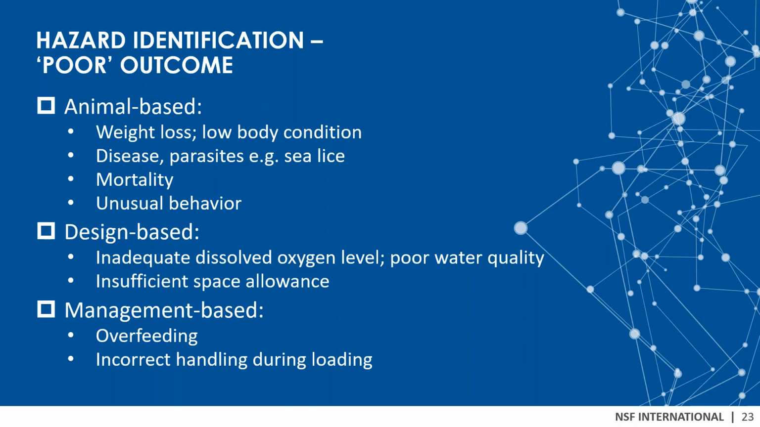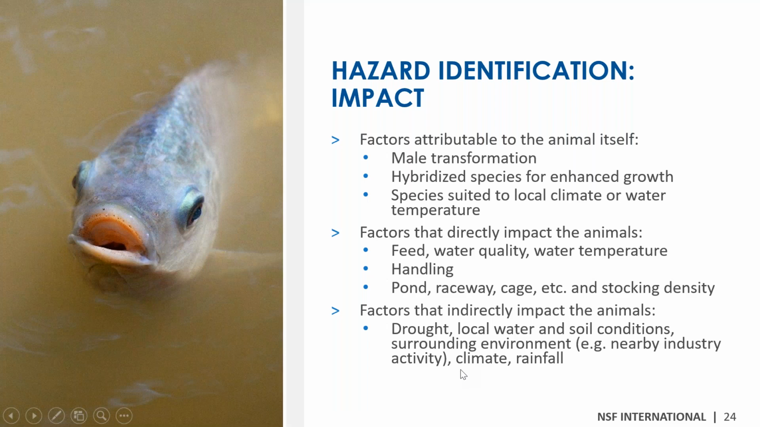So this is another way of representing, and there's no one way that works. You could use a combination of ways of categorizing, as long as you do identify all of your hazards. One of the other ways of thinking about the hazards when you're identifying them is the impact. So there are factors that are attributable to the animal itself. Things like male transformation, hybridized species that would allow for enhanced growth, or species being suited to a local climate or water temperature.